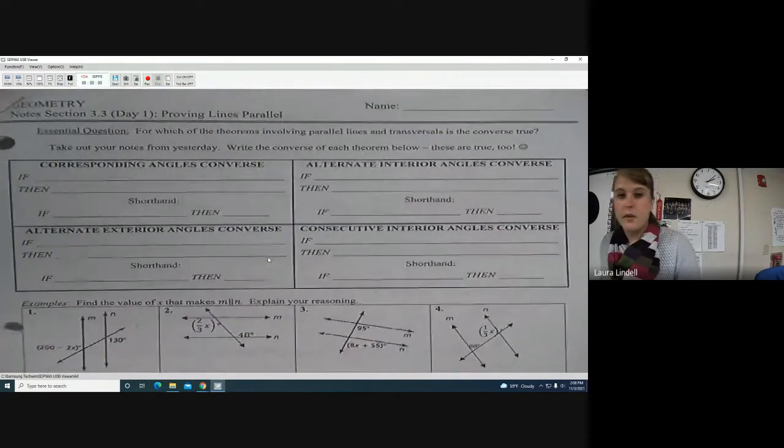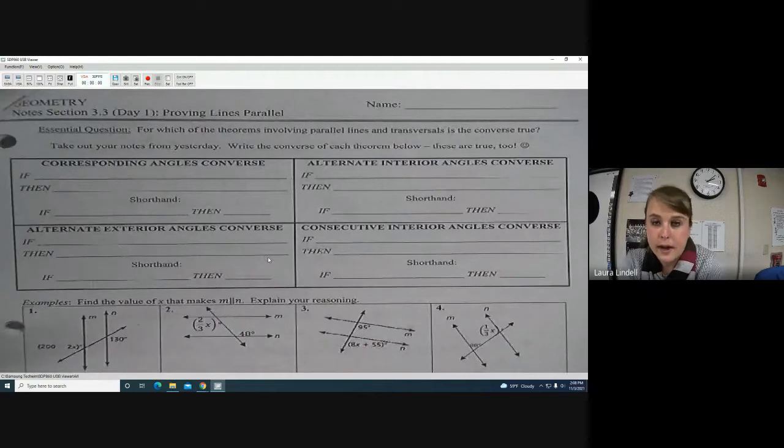Okay. So in 3.2, we had things like the corresponding angles theorem and the alternate interior angles theorem and stuff like that. So today with 3.3, we have the converse of those theorems, which is basically like saying the same thing but in the other way around, in reverse. So instead of saying if the lines are parallel, then the angles are congruent, we're going to say if the angles are congruent, then the lines are parallel. So first we need our theorems. So let's start with corresponding.